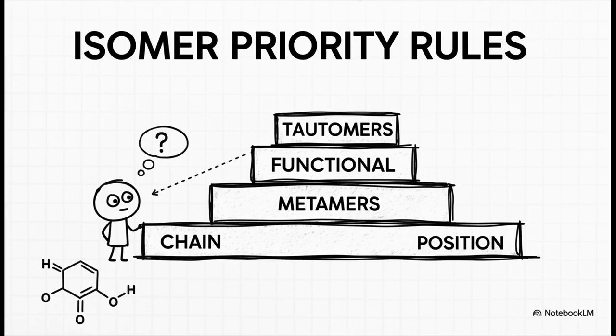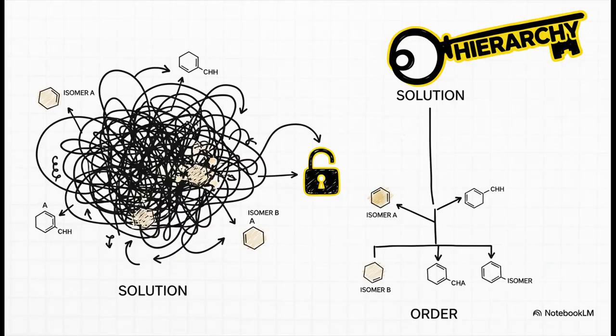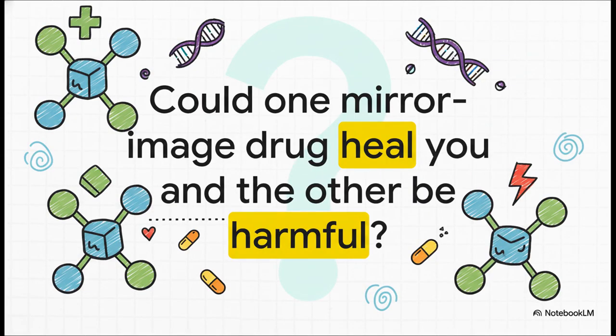This system ensures every chemist in the world is speaking the exact same language. And that's really the crucial point here. Once you understand all the different types of isomers and you have this priority list to handle any weird overlaps, you can solve this chemical identity crisis every single time. It's a beautiful system of pure logic. And trust me, this is not just some academic puzzle. It has profound, real-world consequences.